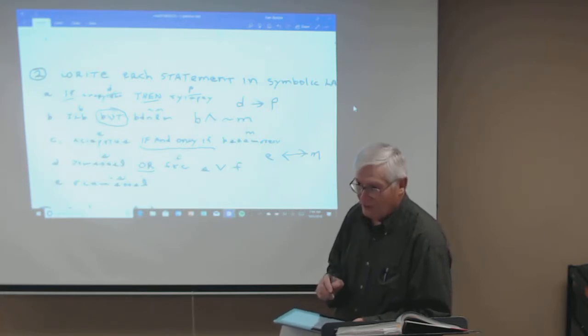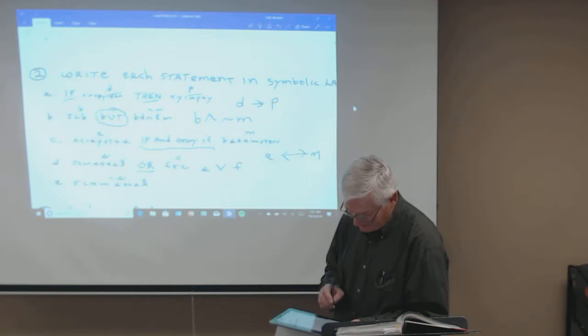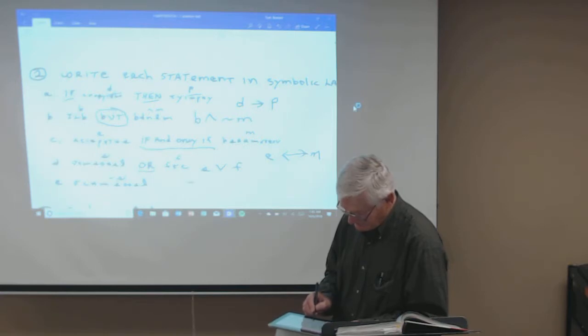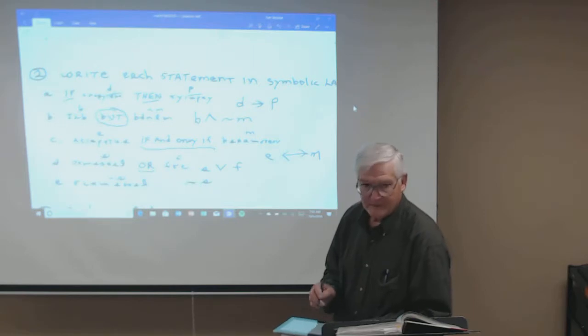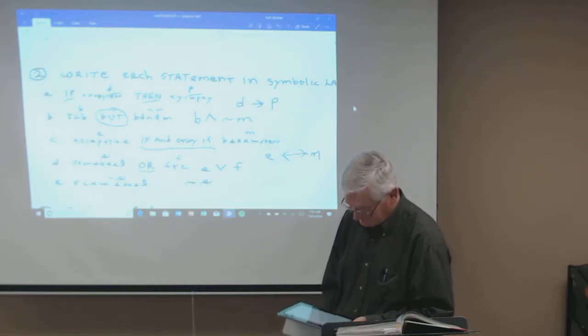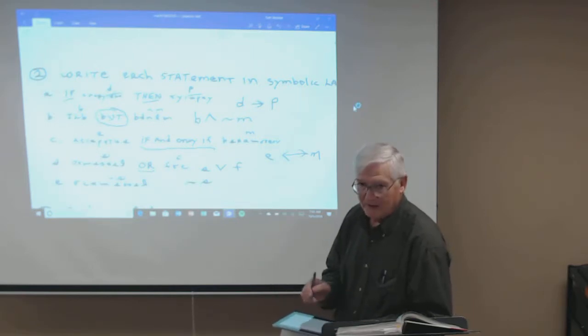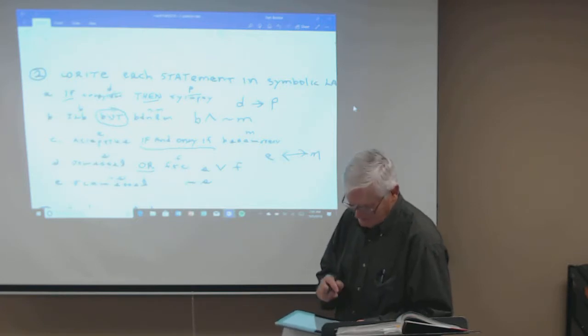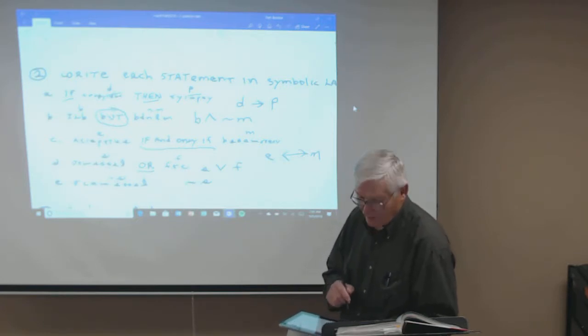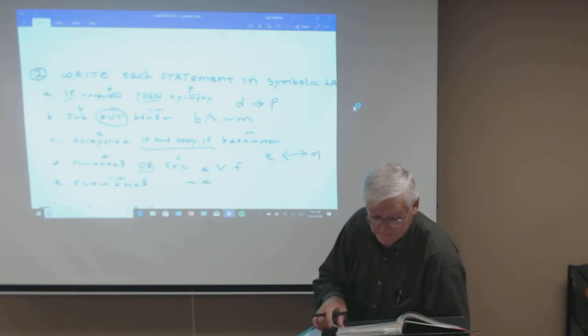Any questions about 2? And of course the last one, it doesn't have any connectives there, so the answer is just not S, because that's all it said. So they just put not S. There won't be one like E on the test, I don't think. The ones on the test will look more like A, B, C, and D.